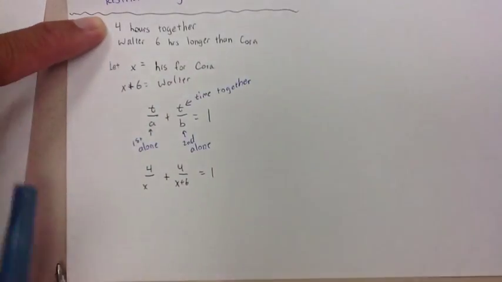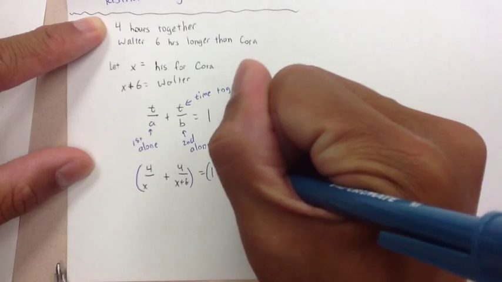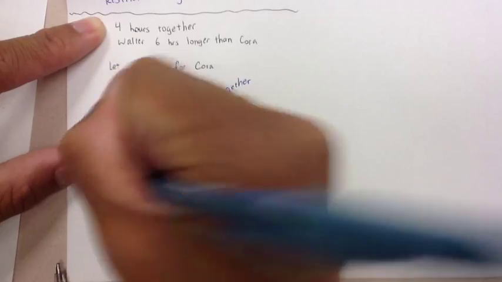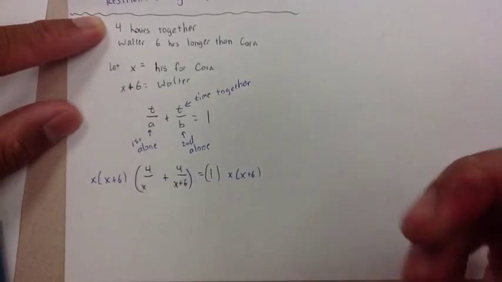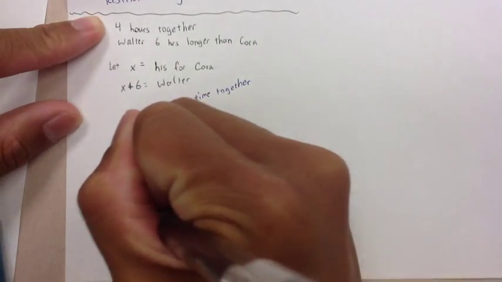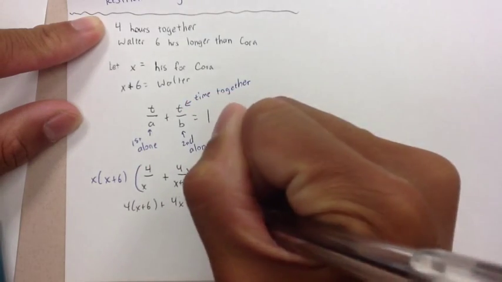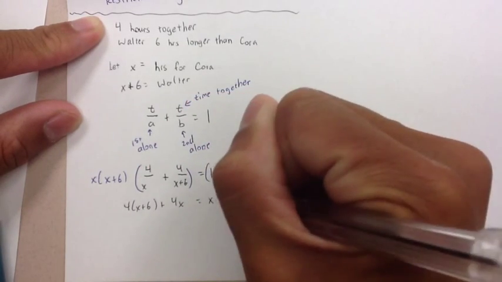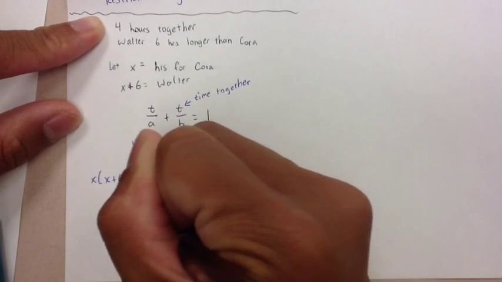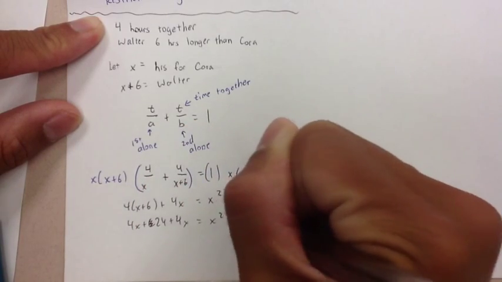Now I have an equation just like I had in those previous problems. I'm going to multiply both sides by a common denominator, and it's not just x plus 6. You have to multiply both x and x plus 6, because there's nothing you can multiply x by to get x plus 6. Multiplying, distributing, x's cancel, so I just have a 4 times an x plus 6. The x plus 6's cancel, I have a 4x. That's equal to x times x plus 6, which is just x squared plus 6x. Here's 4x plus 6, 24 plus 4x equals x squared plus 6x.